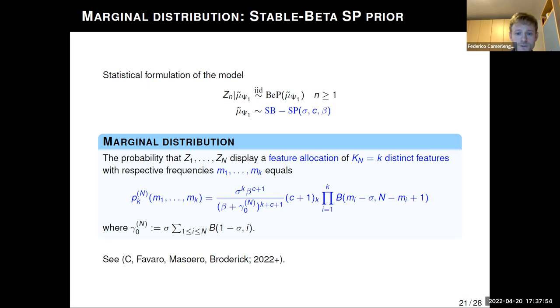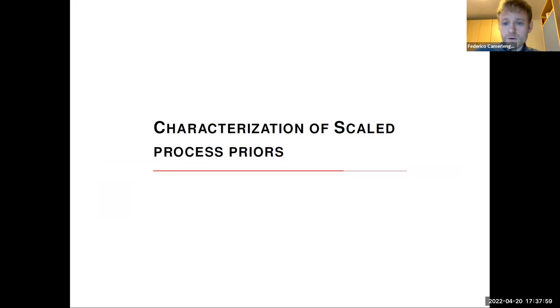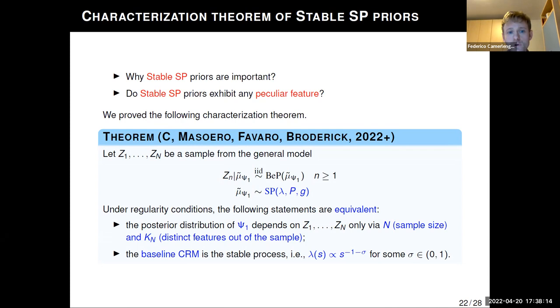In order to conclude the first part of the talk, I would discuss some characterizations of scale process priors in terms of the predictive structure. Why is this class of stable scale process priors important? Do stable scale process priors exhibit any peculiar feature? The answer is yes, and it is provided by the following theorem.